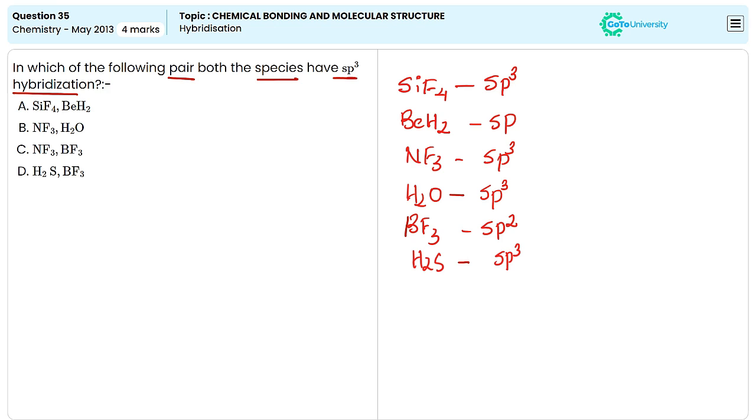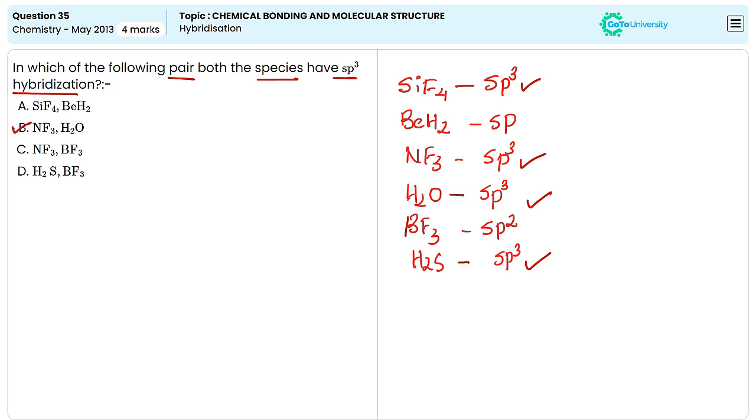So from these compounds, we could see that the molecules with the same hybridization are SiF4, NF3, H2O and H2S. So among these pairs, we could see that NF3 and water are present in option B. Both of them have sp3 hybridization.